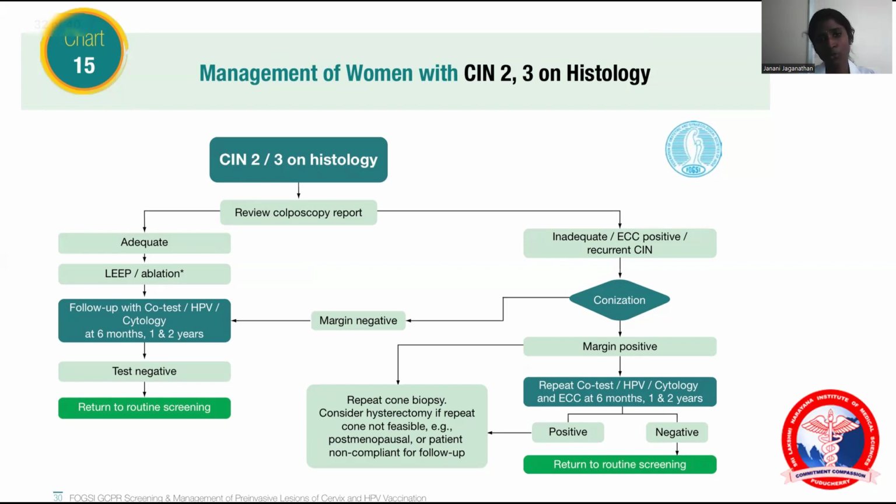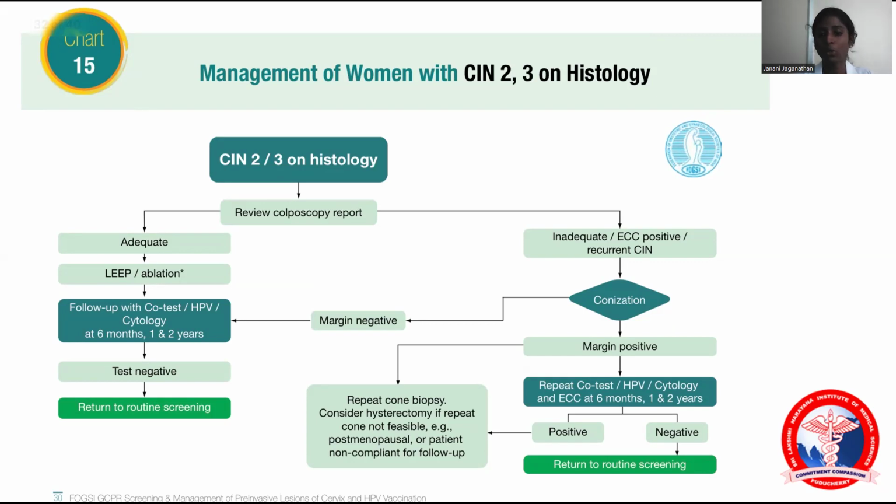If the colposcopy report is inadequate or there is recurrent CIN, we have to perform conization. If cone margins are negative, we have to follow up with co-testing. If cone margins are positive, repeat cone biopsy or consider hysterectomy.